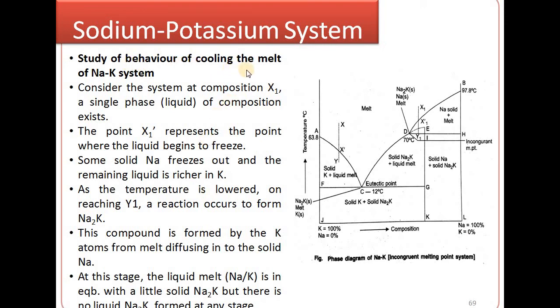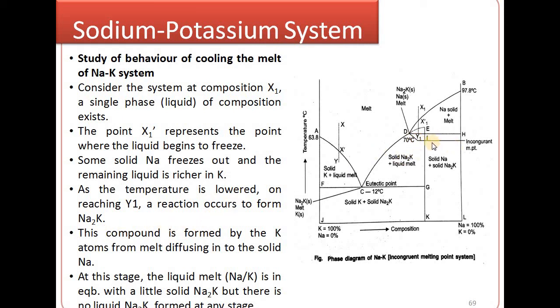Now, the behavior on cooling the melt we have already discussed. Here it is written in detail. If we have the system at composition X1, there will be a single phase liquid melt. The point X1 dash represents the point where liquid begins to freeze. At this point, some solid Na freezes out and the remaining liquid becomes richer in potassium. As the temperature is lowered, on reaching Y1, a reaction occurs to form disodium potassium.